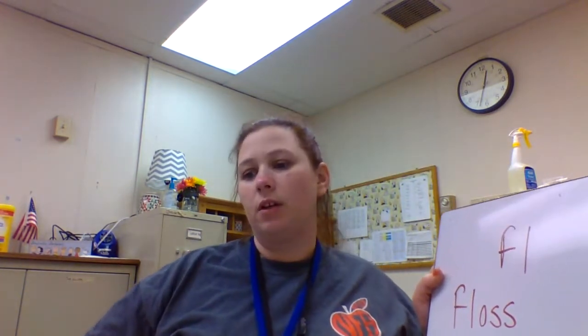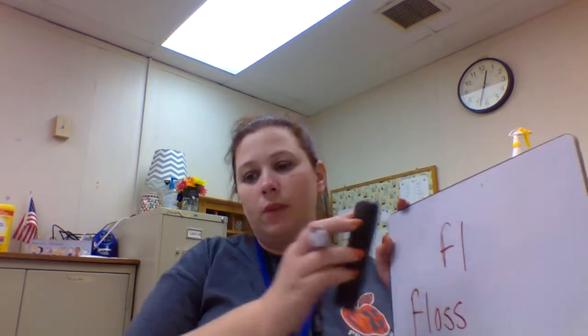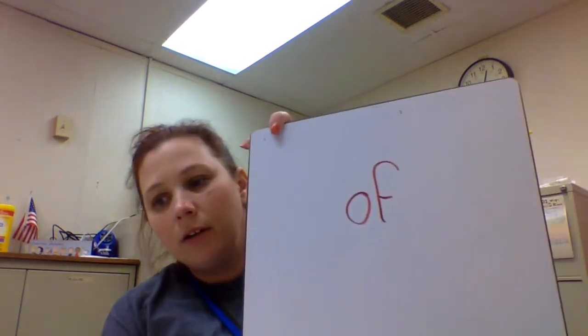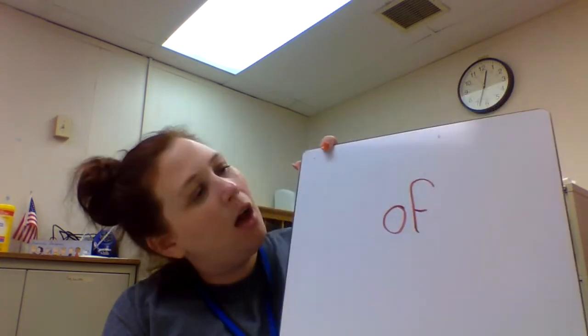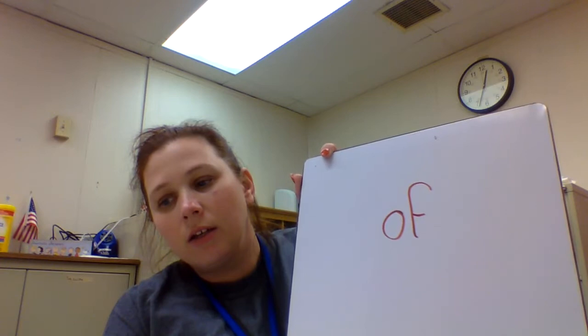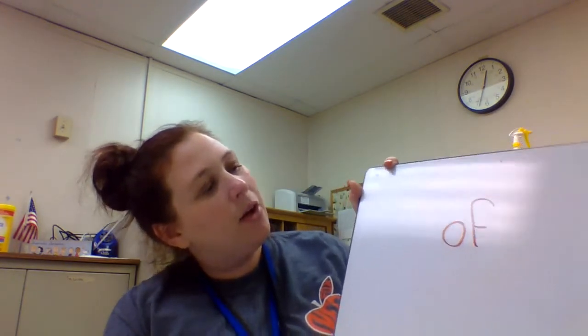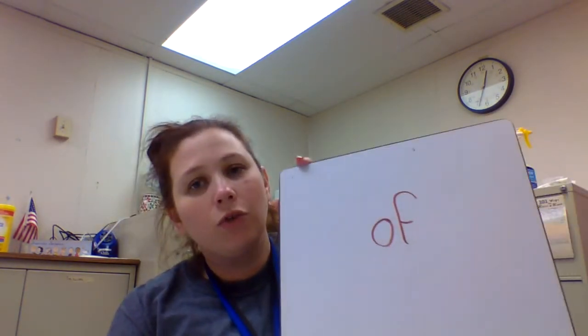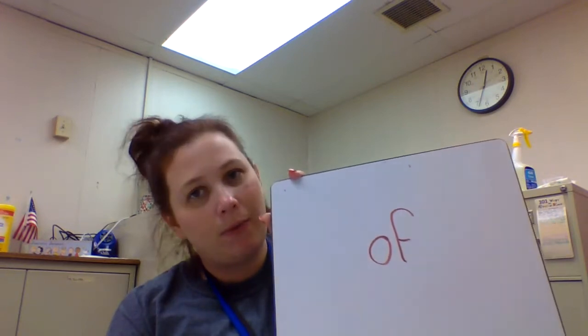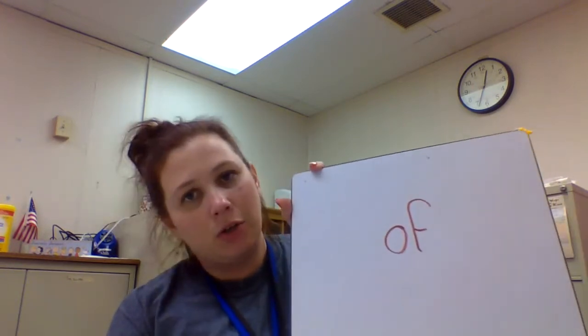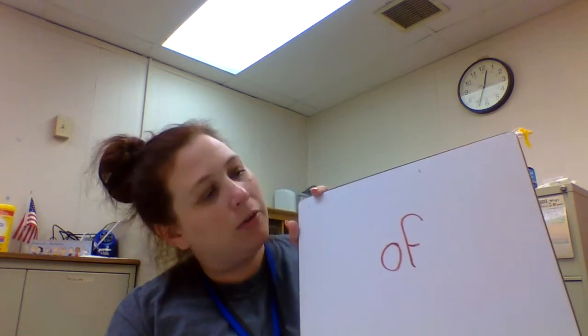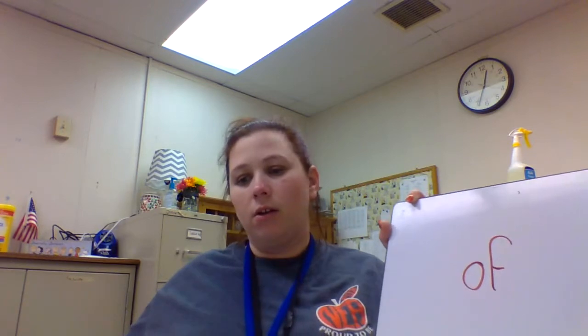All right. And then today we also have a new sight word. Our new sight word is this. Do you know what that is? It's of. All right. Sight words are words that you just have to memorize because they don't follow a certain rule. So if you see a sight word in your writing, you can circle it. That's how you can know it's a sight word. Of. All right.